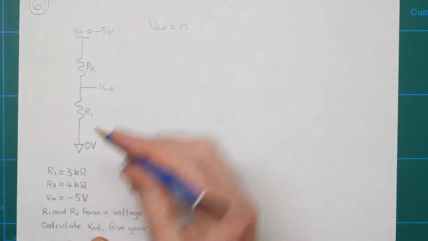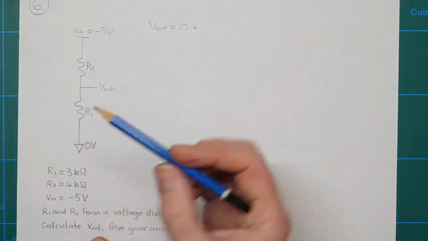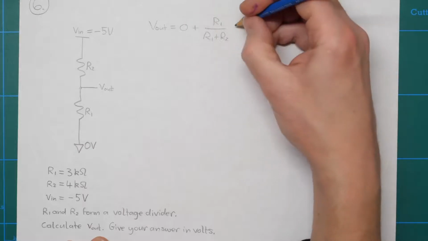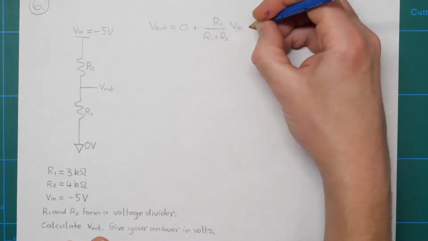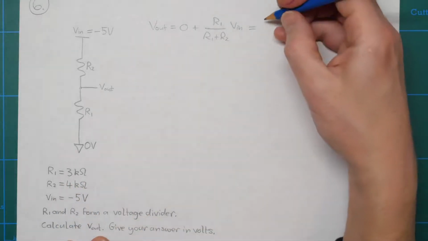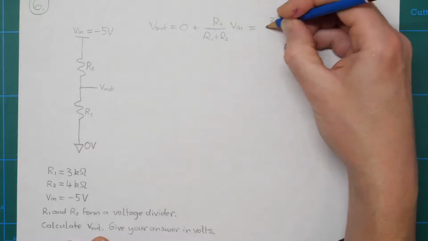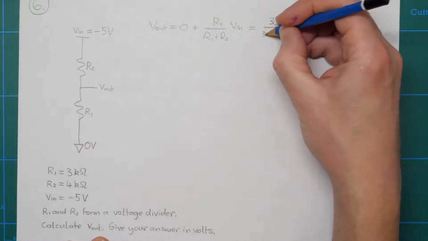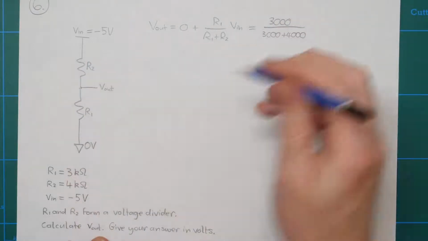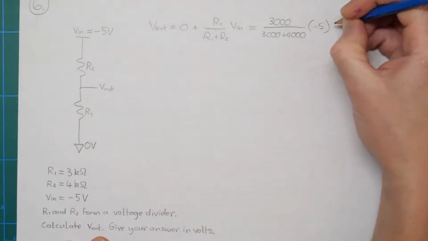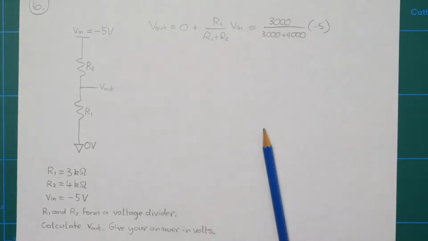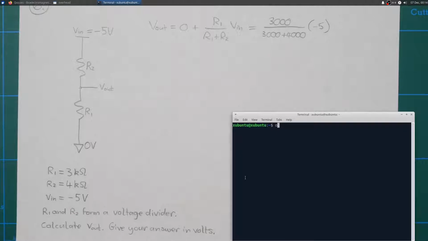0 is the voltage at the bottom node, and then the voltage dropped across R1 is going to be R1 over R1 plus R2 multiplied by V in. R1 here is 3 kilo ohms, over R1 plus R2, that's 3,000 plus 4,000, multiplied by V in, which is minus 5. So of course this is just 3 over 7 times minus 5. I'm going to quickly switch to Octave just to do the calculation.